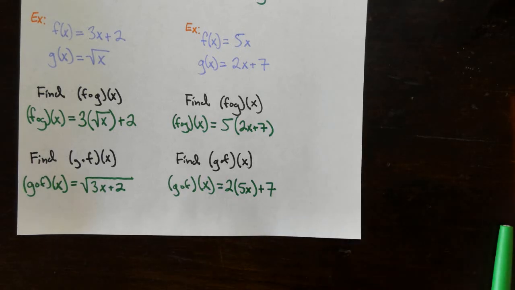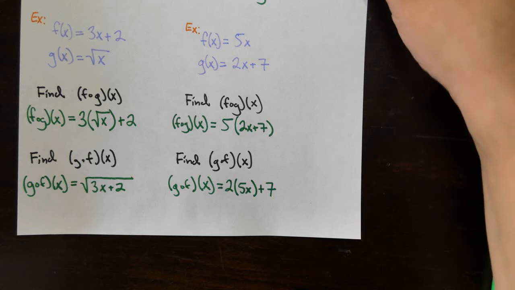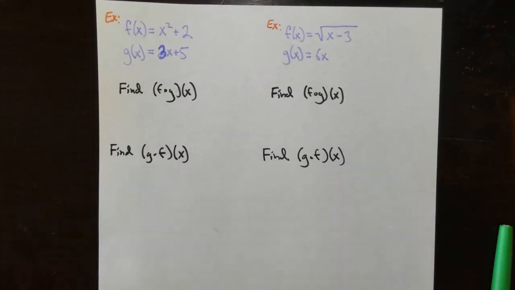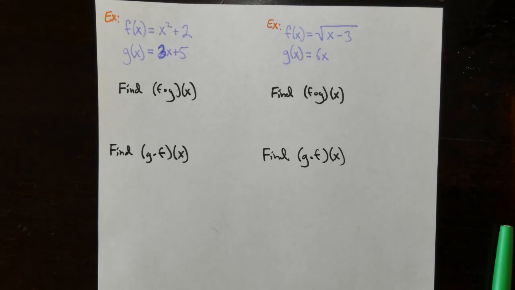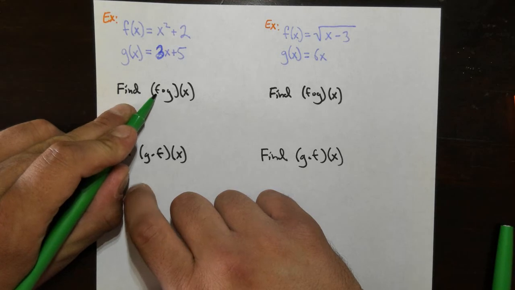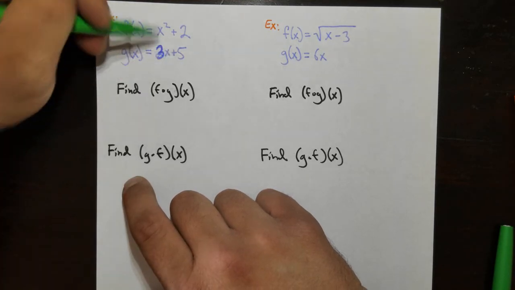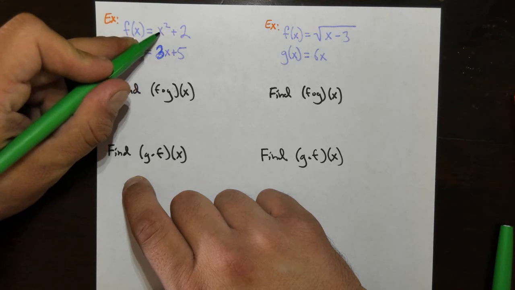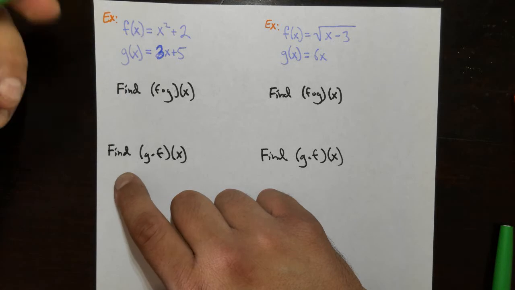All right, let's go over a couple more examples here. Now we have f of x equals x squared plus 2, and g of x is 3x plus 5. So I want to find f of g of x, and I want to find g of f of x. So here I'm going to plug in g into f. So this 3x plus 5 is going to go in for this x. Now notice this squared is here. That squared is going to stay. I'm just plugging it straight in for x, so it's going to look like this.